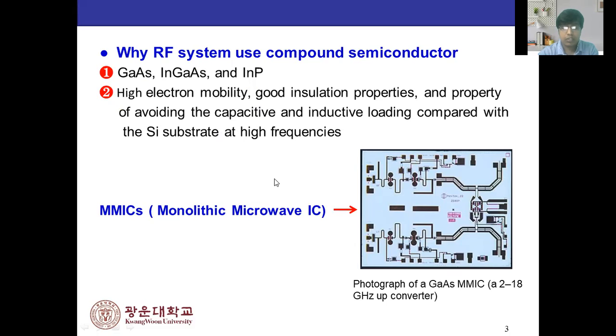These compound semiconductors are developed to integrate RF devices, and these RF devices are applied for RF biosensors. After that, a new technique, the monolithic microwave integrated circuit, came to fabricate RF active and passive devices in a single substrate. This is one type of photograph of a gallium arsenide monolithic microwave IC with a 2 to 18 gigahertz converter.